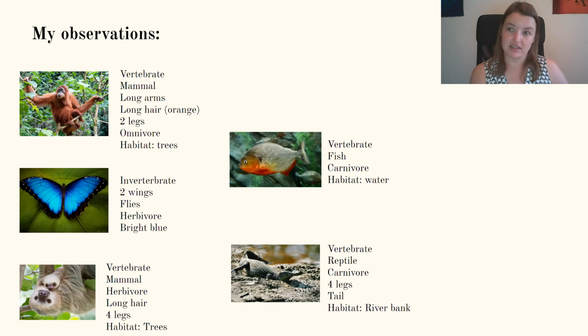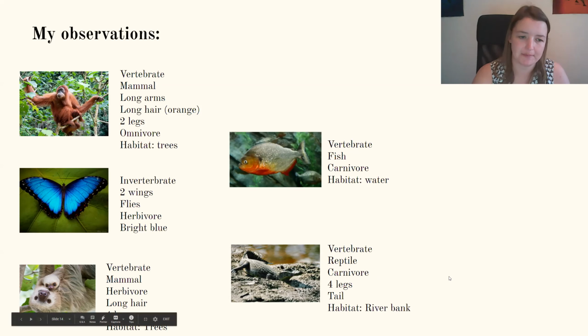The piranha is a vertebrate, but it's a fish, so its habitat is water, and it is a carnivore. It is a carnivore just like the caiman is. So we've got a vertebrate, it's a reptile. It's a carnivore, it has 4 legs and it has a tail, and its habitat is a riverbank.